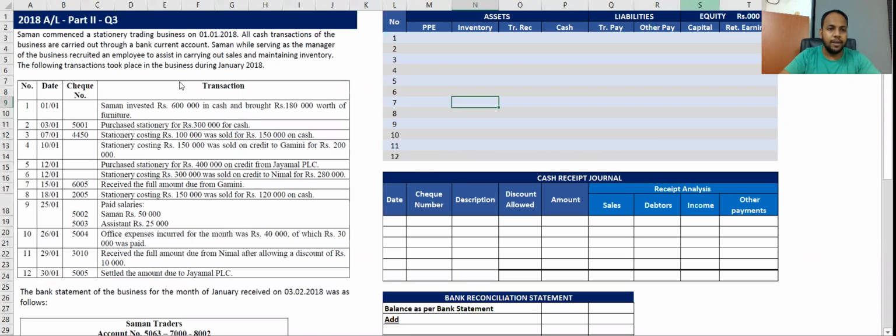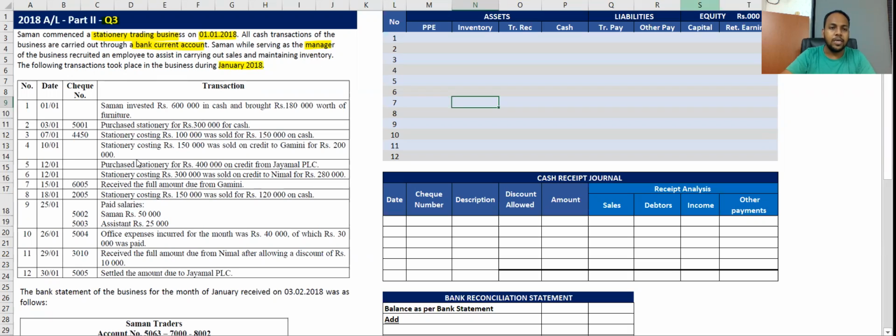So this is 2018 A-level part 2, question number 3. Someone commenced a stationery trading business on 1st of January 2018. All cash transactions of the business are carried out through a bank current account. Someone, while serving as the manager of the business, recruited an employee to assist in carrying out sales and maintaining inventory. The following transactions took place in the business during January 2018.